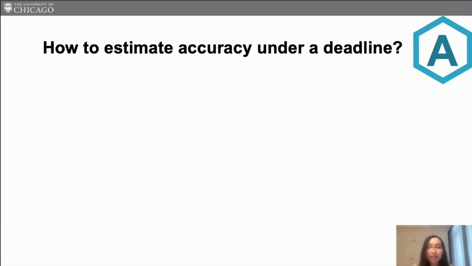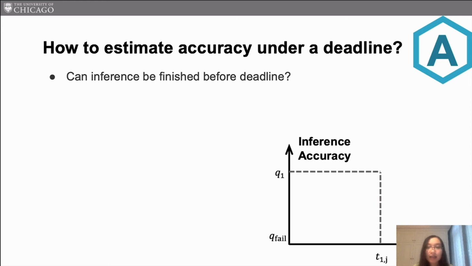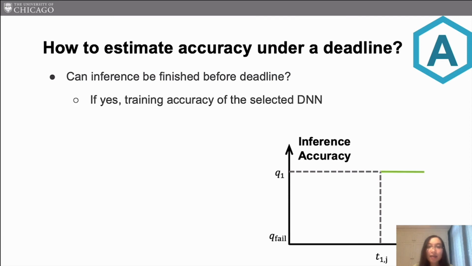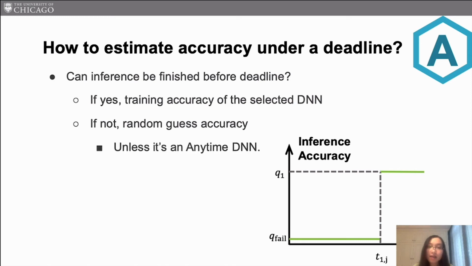Now, with the latency estimation, we are able to predict the accuracy. Given a deadline, the inference accuracy is determined by whether the inference results can be generated before the deadline. If yes, the accuracy is determined by the DNN itself. If not, without any output at the deadline, a random guess will be used as the inference result, which greatly reduces the accuracy, unless it's an anytime DNN.